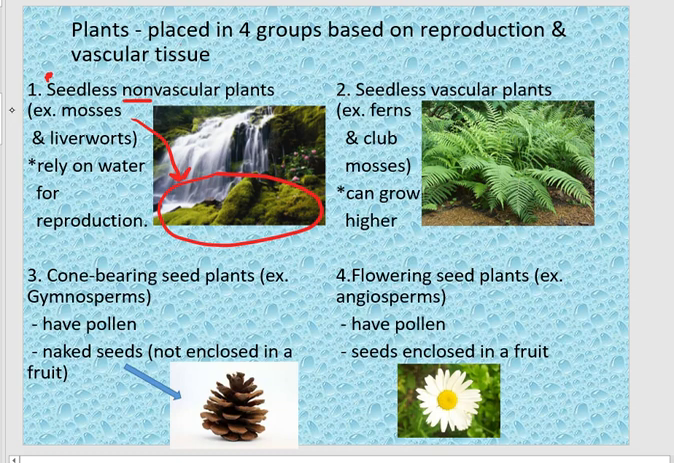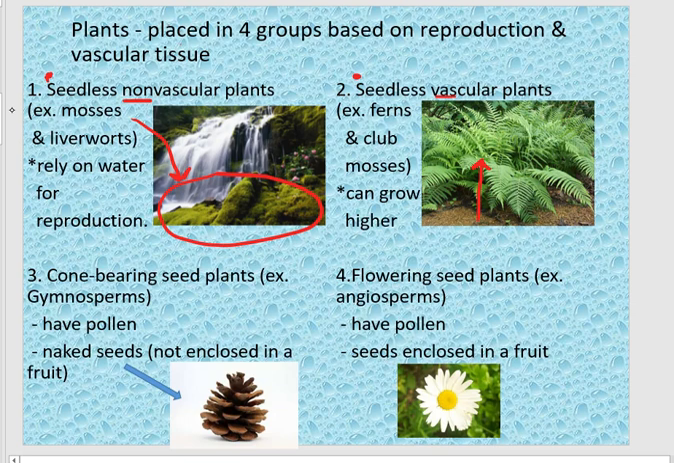Group 2 are our seedless vascular plants. Still don't have seeds, but now we do have that xylem and phloem. You notice, you look at the fern here, or the moss in this first picture, the fern grows a little bit taller than the moss. It can grow taller. It has that vascular system. The fern's a good example of a seedless vascular plant.